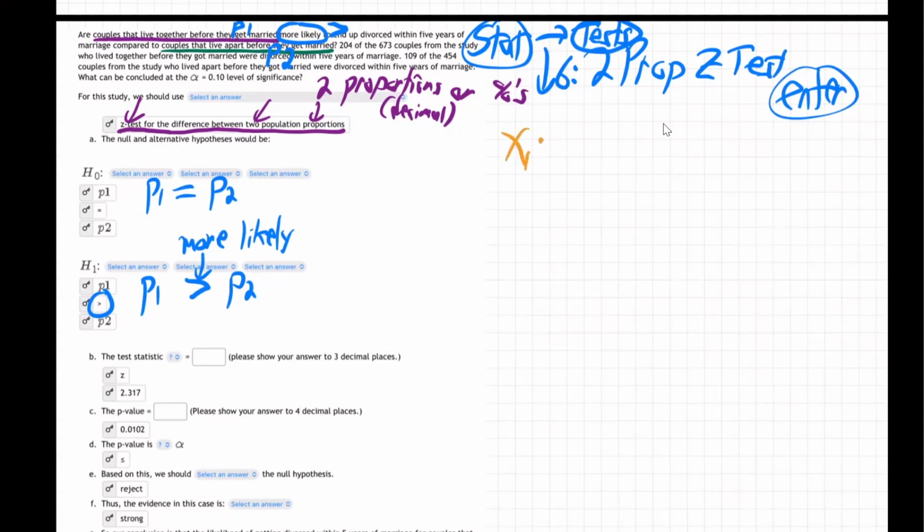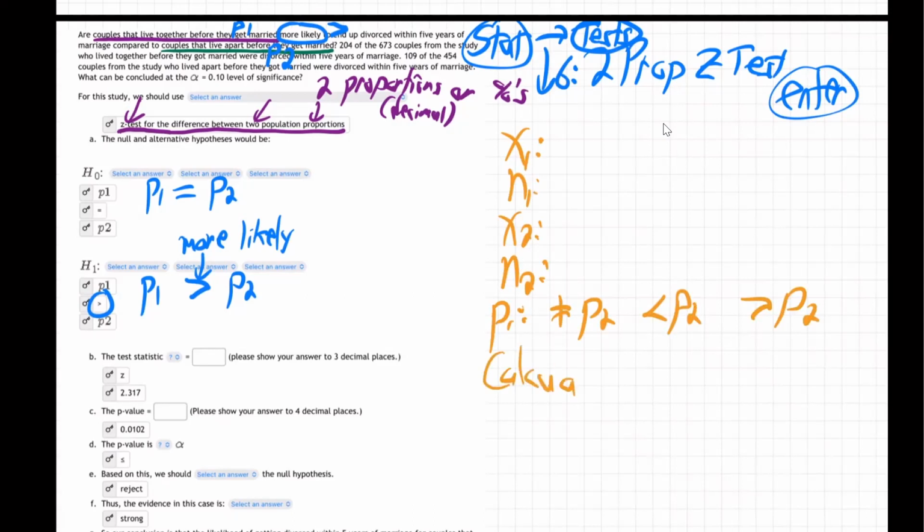It'll say X1, N1. And I'll show this on the calculator in just a second. X2, N2, and then it'll say p1 is not equal to p2, or less than p2, or greater than p2. And then it'll say calculate. So what we're going to do then is put in what's X1 and N1?